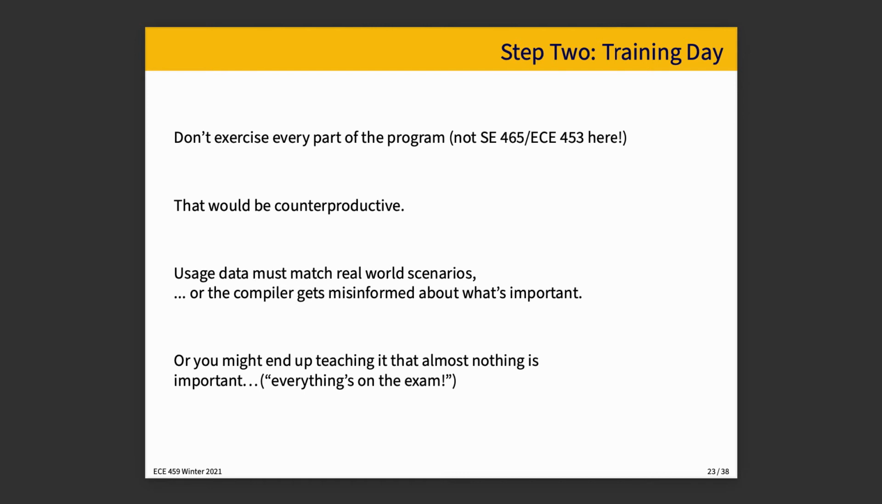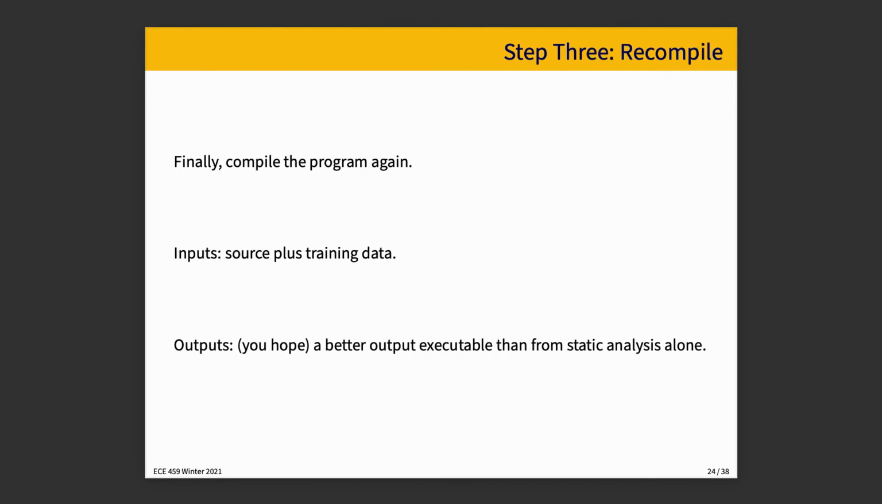That's how that works. All right, once that's done, you compile the program again. When you have everything that you need, then you run it, and you hope that the output of the compiler is a better version of the executable than you would have had before. Right? We hope.